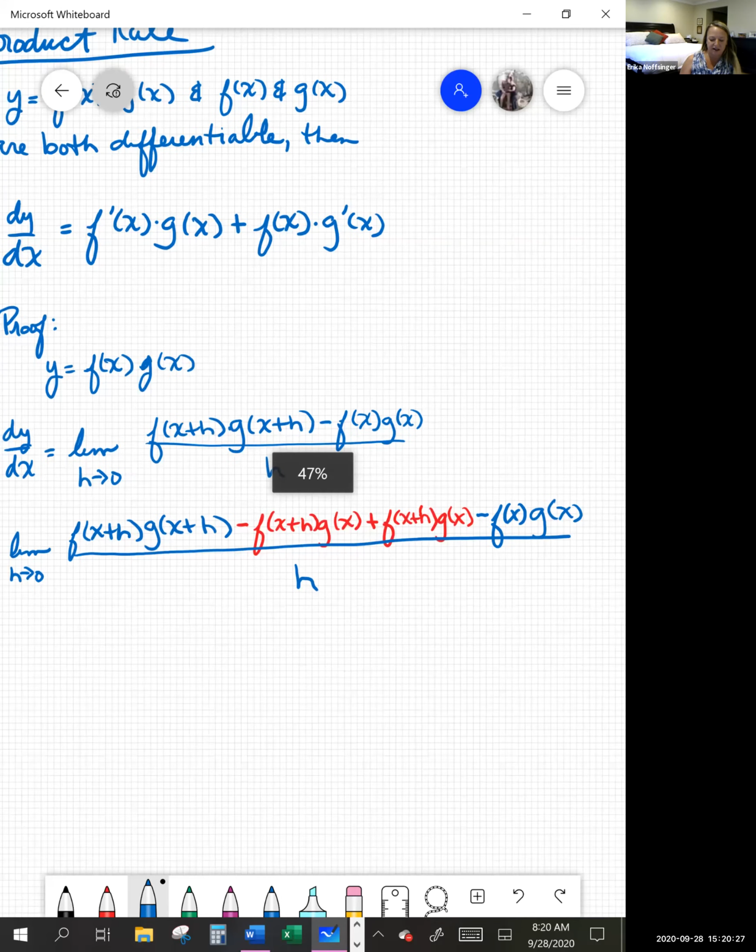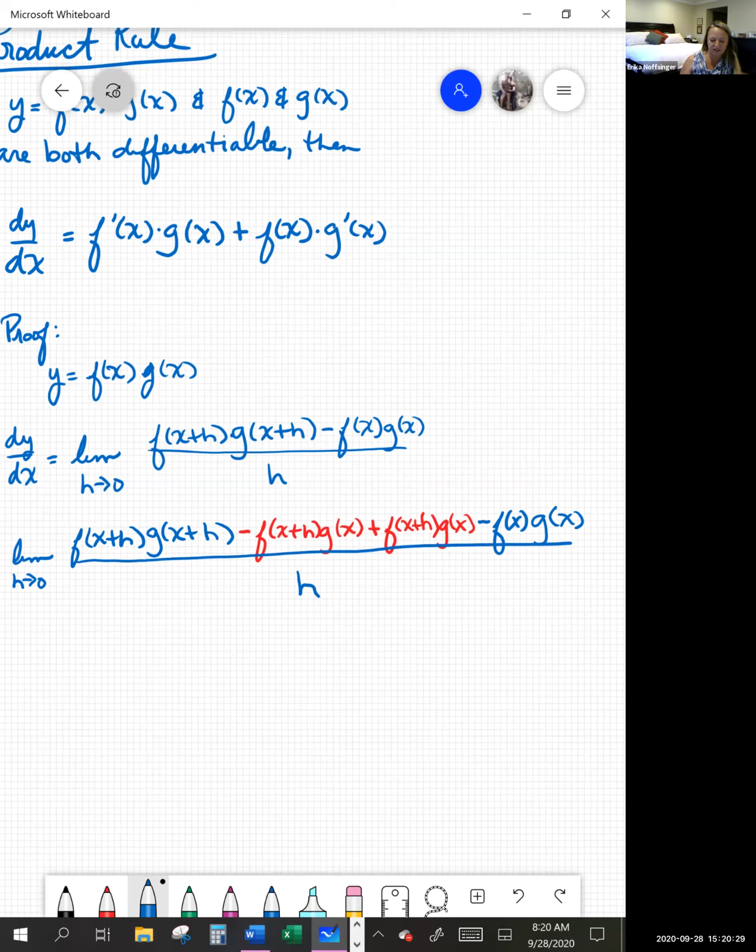So let's break this down into two separate fractions. And so we're going to look at the limit as h goes to 0 of this first grouping. And notice that first grouping, and look at what they both have in common there. They both have this f of x plus h in here.